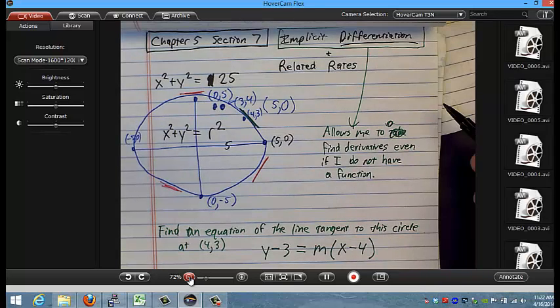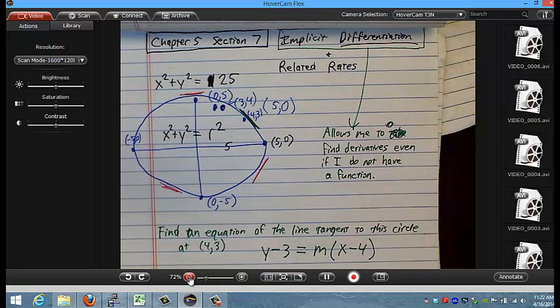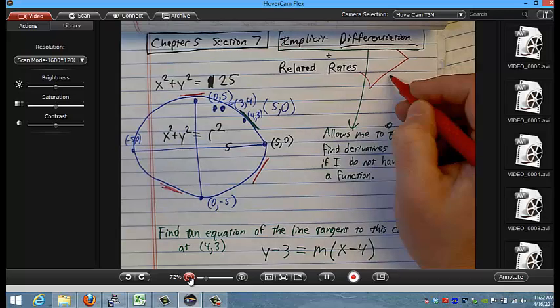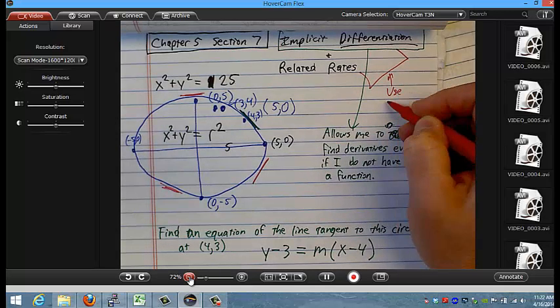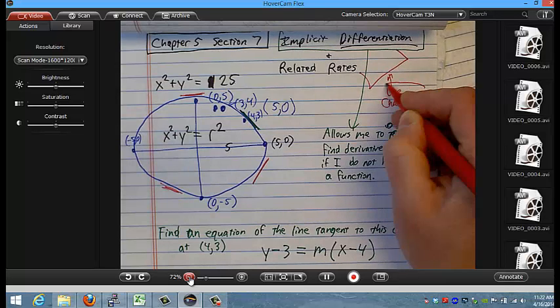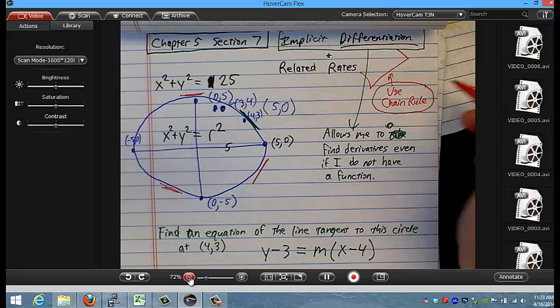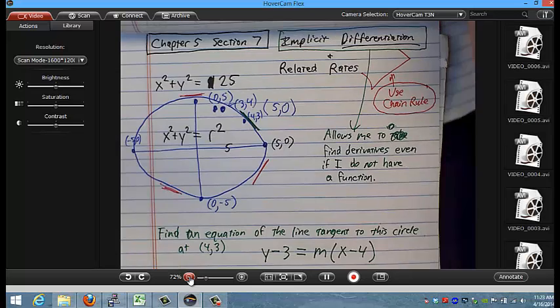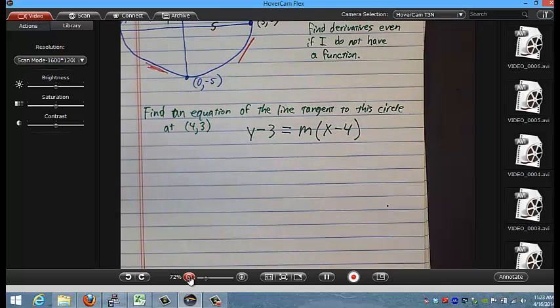When you do this implicit differentiation, and actually related rates, both of these use what's called the chain rule. And by now, we're getting more and more comfortable with the chain rule. At first, that was tough. Right before exam 1, right? That's when we were studying the chain rule. But I think we're getting better at it. That's one of the ways we've grown.